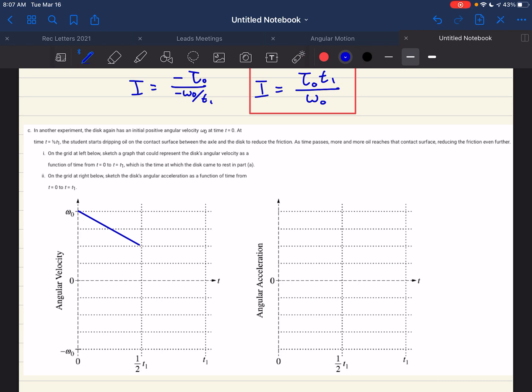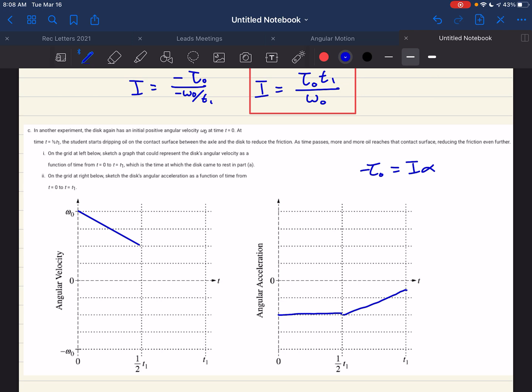Maybe we should do the angular acceleration first. We've got this constant acceleration due to torque. And then once we start dripping in the oil, the rate at which the acceleration decreases. If we write out our equation, it looks something like this. As we drip in the oil, this decreases over time, which means the angular acceleration decreases. So we could draw something like that.